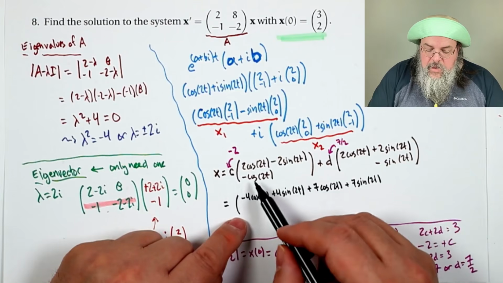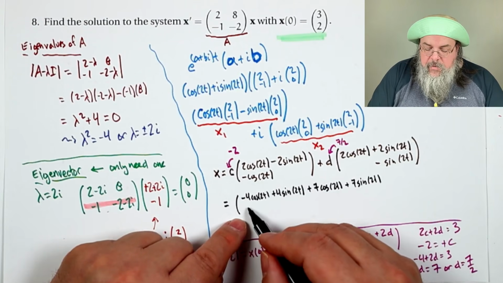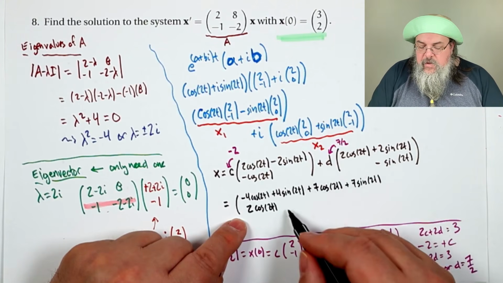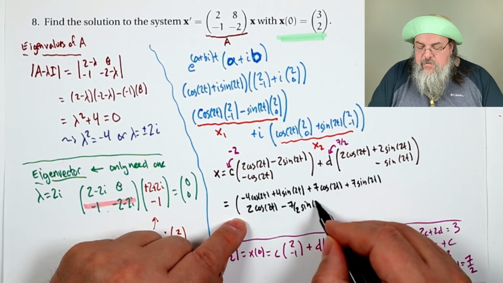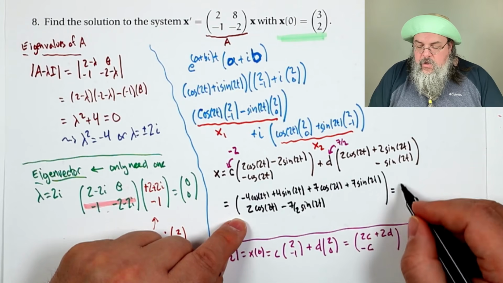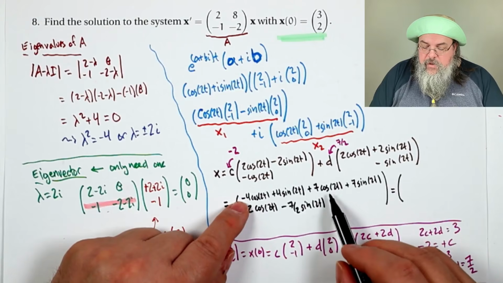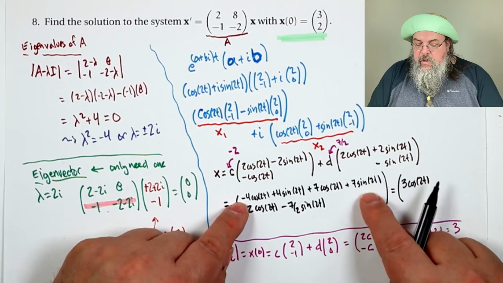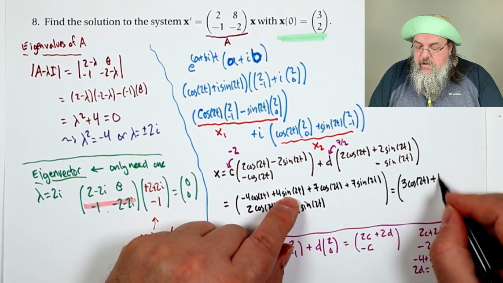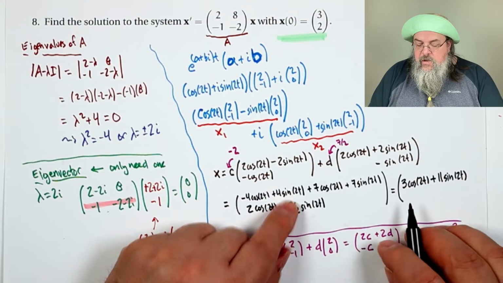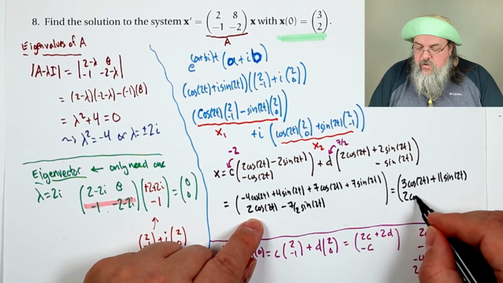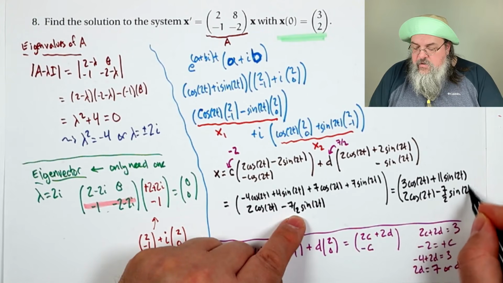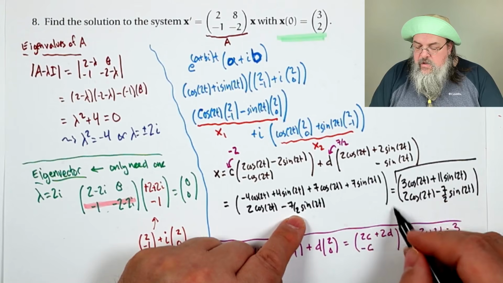Then downstairs, we have a minus 2. That makes a plus 2 cosine 2t. Then we have a 7/2 times a minus sine of 2t, so minus 7/2 sine of 2t. Or, all together, minus 4 plus 7 makes 3 cosine 2t. And then 4 plus 7 makes 11 sine of 2t. And then downstairs, 2 cosine 2t and minus 7/2 sine 2t. And there we go.